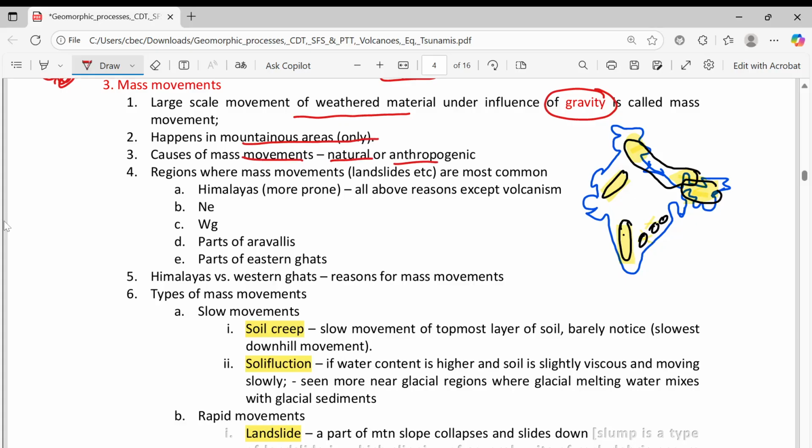It may be natural or anthropogenic. Natural means there will be high rainfall, high temperature. When high rainfall is there, then landslides etc. will come. That may be natural. Maybe removal of vegetation, maybe some natural forest fires will happen. That is also natural. Mass movement may happen. There are many natural reasons, but anthropogenic is also very important.